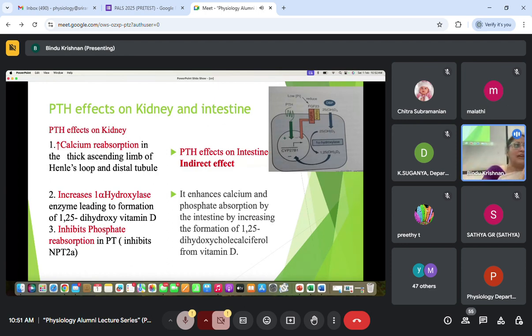Right? Now on the intestine, please remember PTH does not have a direct effect. If it has to have a direct effect, that means the receptors have to be present. So the only two organs where the receptors are present are the kidney and the bone. In bone also, remember, it is the osteoblast and the osteocyte which have PTH receptors. So how does it cause an indirect effect? We have seen the second function in the kidney is to increase 1-alpha hydroxylase. So whenever 1-alpha hydroxylase is increased, I have more active vitamin D. So that is going to help in increasing absorption of calcium and phosphate in the intestine, right? So that is why we say the PTH effect on the intestine is the indirect one.